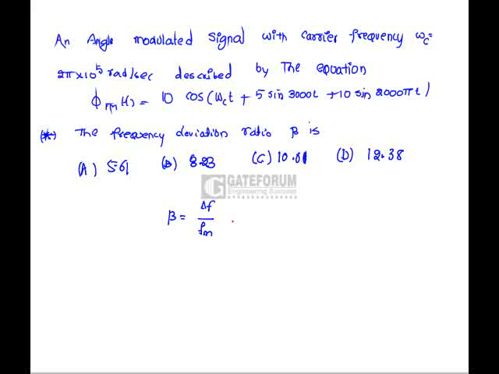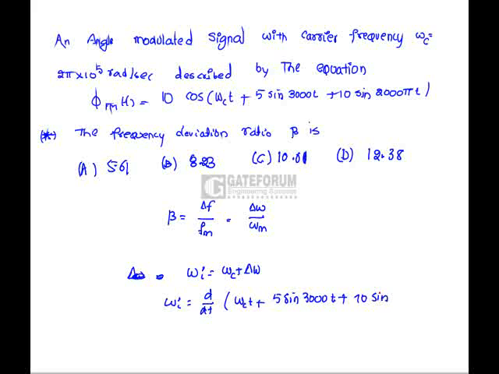Here delta f by f m, we can also write delta omega by omega m. Here delta omega: omega i is nothing but omega c plus delta omega. Omega i is the instantaneous frequency. Now omega i is d by dt of omega c t plus 5 sine of 3000 t plus 10 sine of 2000 pi t.